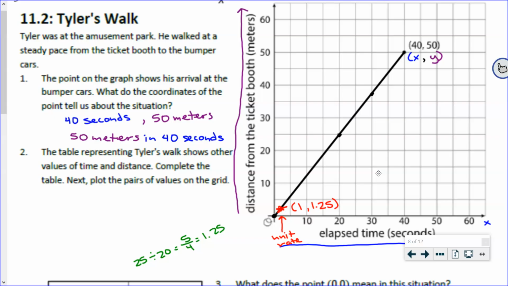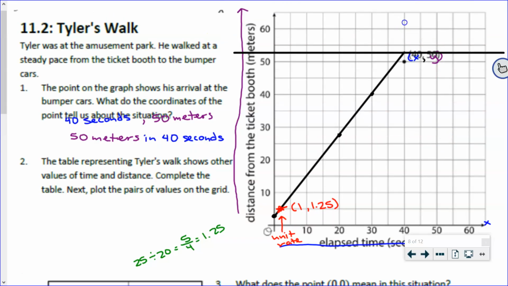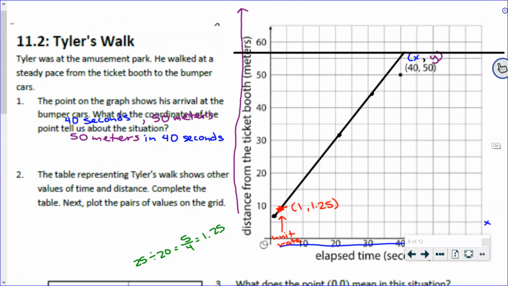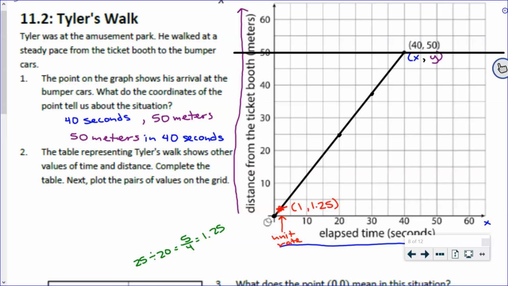Exactly right. Let me help you out with this visual. Eyes on the screen. Are the bumper cars moving further away from us or getting closer to us? No, they're staying where they are, right? So we still have to go 50 meters. How long did it take Tyler to go that 50 meters the first time? 40 seconds. But we want to get there in half that time. So how long should it take us now? 20 seconds. So we still have to go 50 meters, but we have to go there now in 20 seconds.